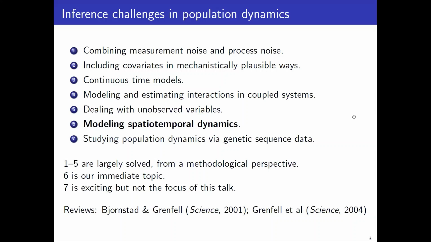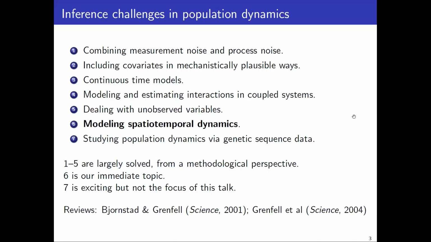It had become obvious by that point that you wanted to combine measurement noise and process noise, that just having one of those forms of stochasticity isn't quite enough. You want to include covariates in mechanistically plausible ways. You want continuous time models. You want to be able to model interactions between components of the system in scientifically plausible ways. And you have to accept the fact that you're not going to be able to observe everything you want to model.